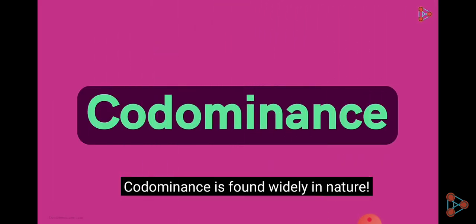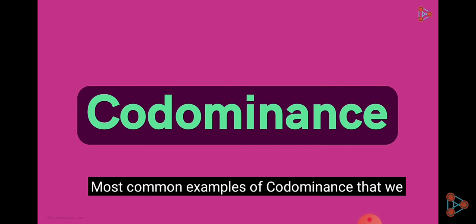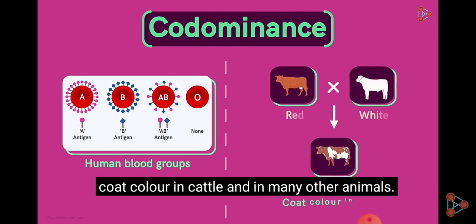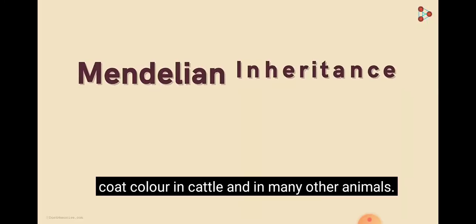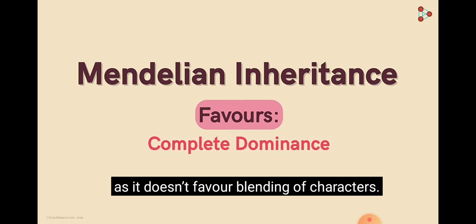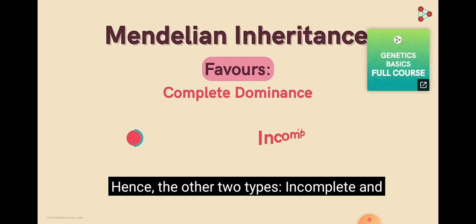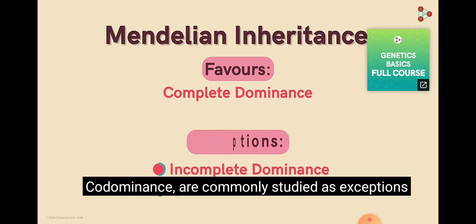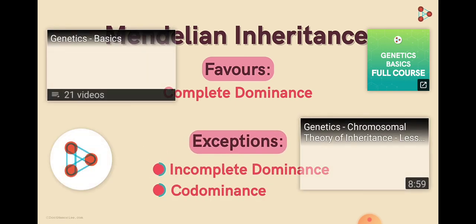Codominance is found widely in nature. Most common examples of codominance that we've learnt include the human blood groups, coat color in cattle, and many other animals. Mendelism revolves around complete dominance as it doesn't favor blending of characters. Hence, the other two types, incomplete dominance and codominance, are commonly studied as exceptions to Mendelism.